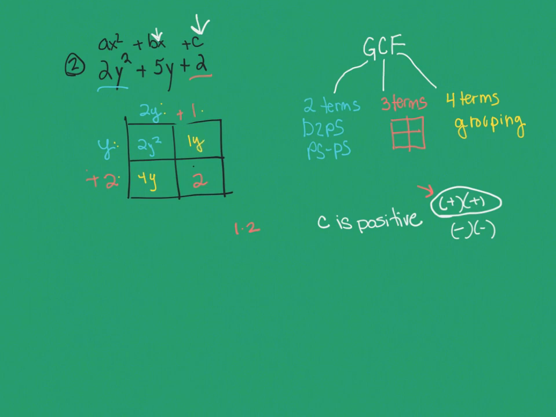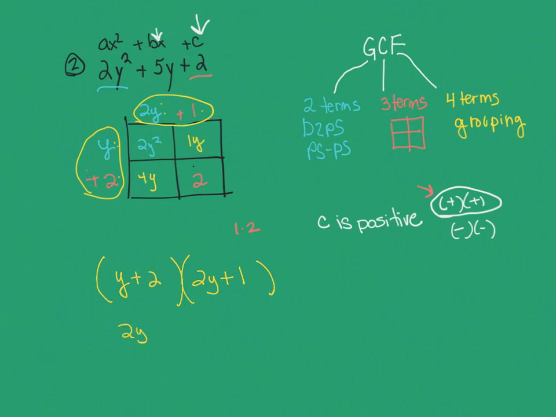And now if I go to check, well, there's my 2y squared, it's still there. But now when I go to add this together, the 4y and the 1y, that combines to 5y. Here's my 2, here's my 2. So now I know I have the correct combinations. Here is one factor, y plus 2, and here's the other factor, 2y plus 1. Keep in mind, we could have this written like this also.